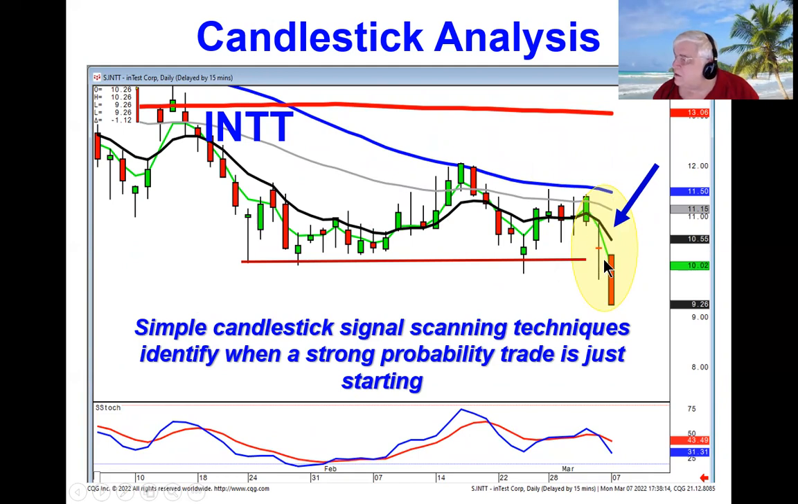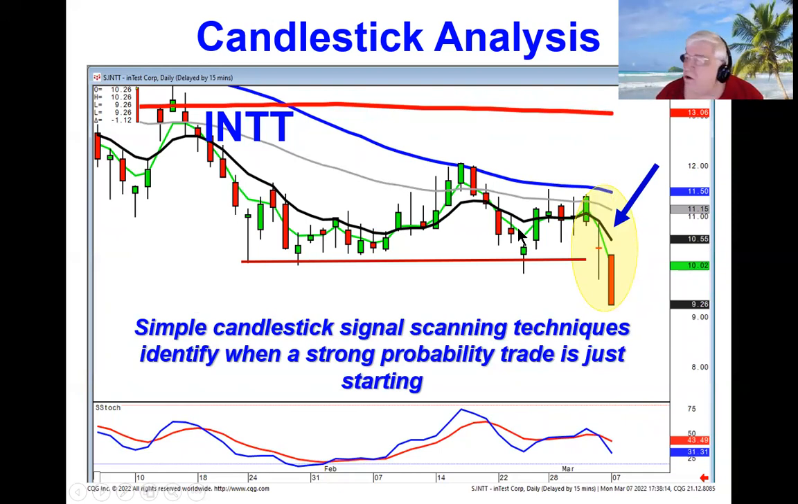INTT today did a bearish flutter kicker signal. Probably implies there's more downside. And the fact that we can see they broke down through this resistance level just gives us that much more credibility the sellers are in control. So this is just simple candlestick logic. What are the signals telling us and what is the trend telling us?